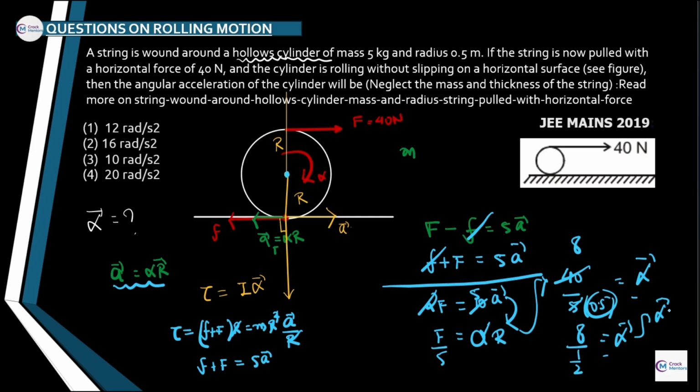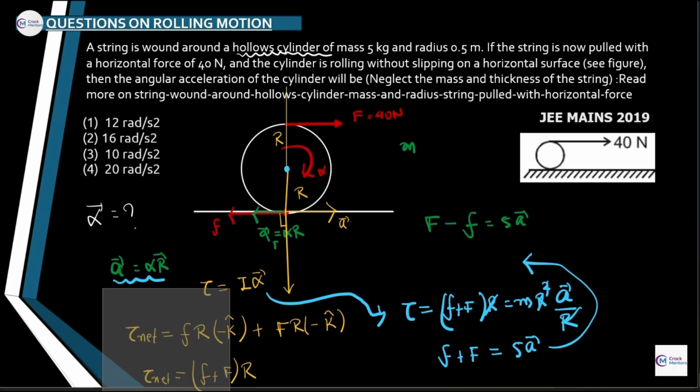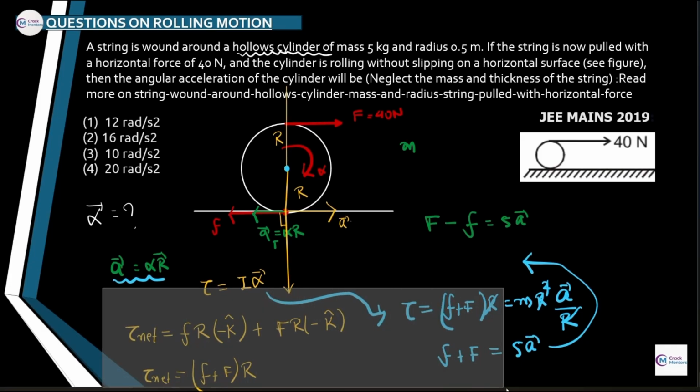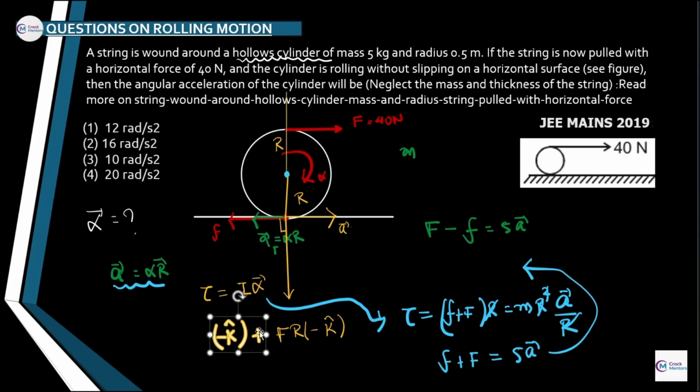Another method, which I was talking about. What is that another method? Another method is very simple. In this method there is no requirement of doing anything. You will get the answer just by putting this equation.